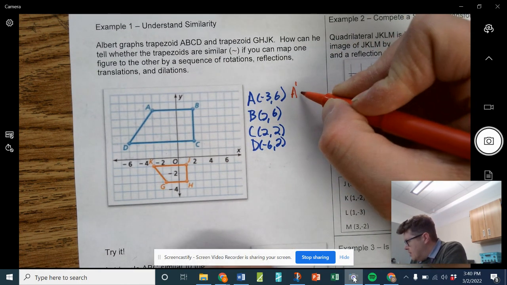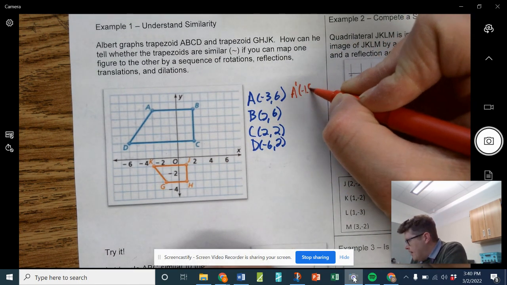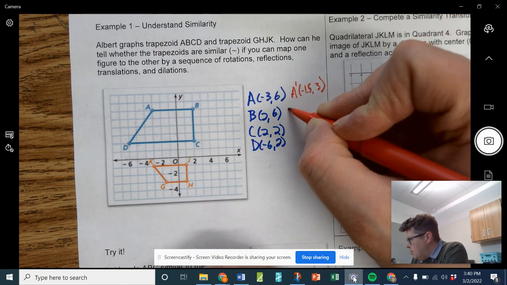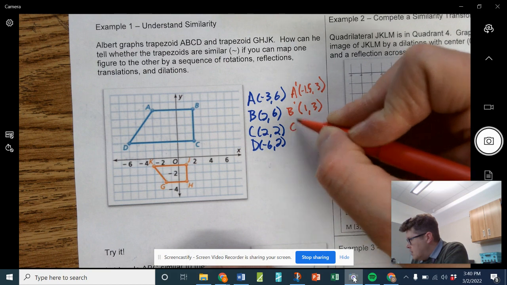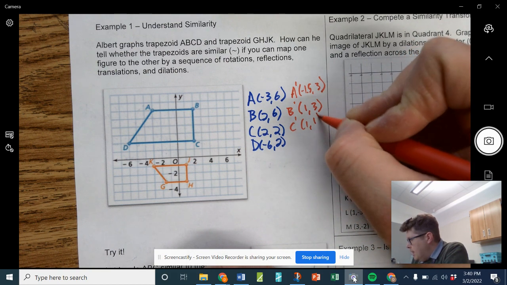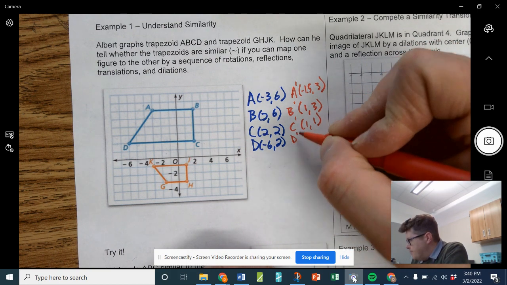So A prime is -1.5, 3. B prime is 1, 3. C prime is 1, 1. And D prime is -3, 1.